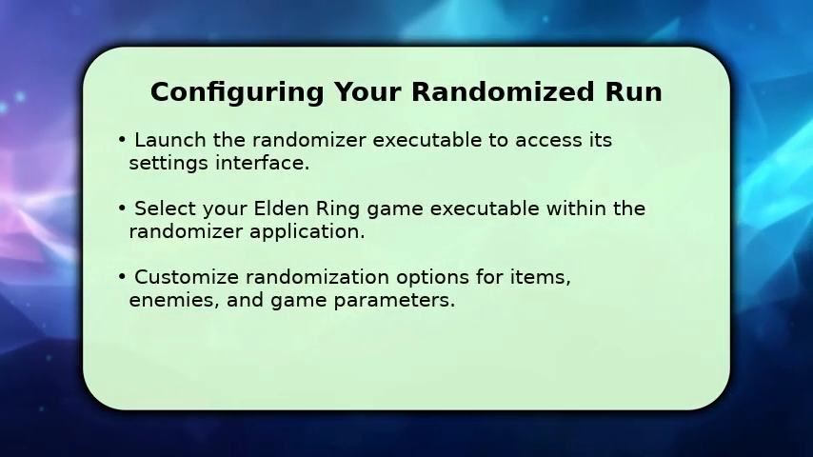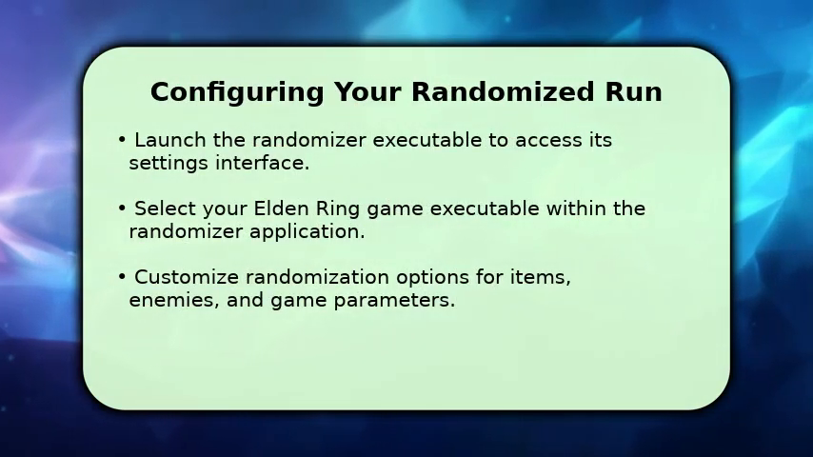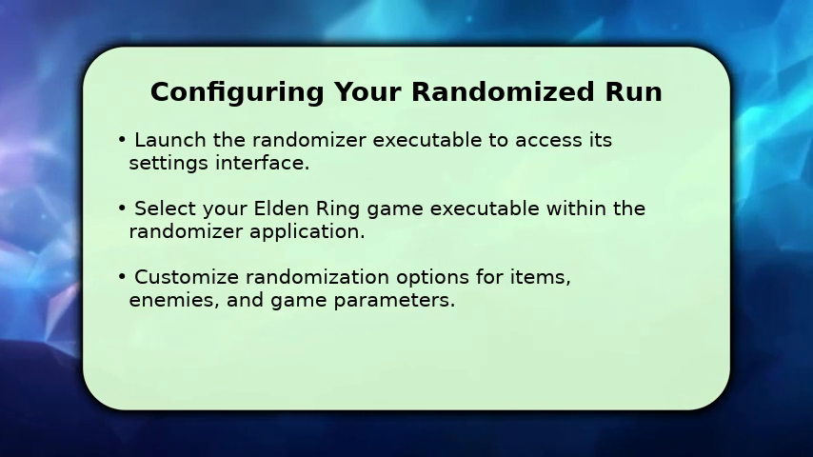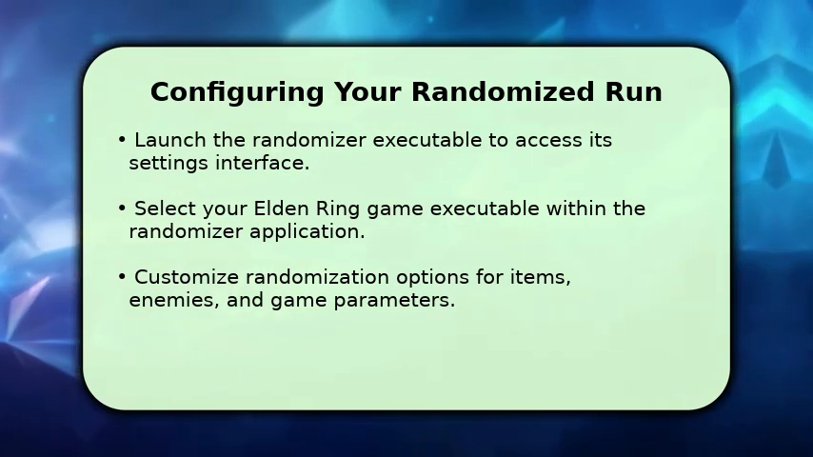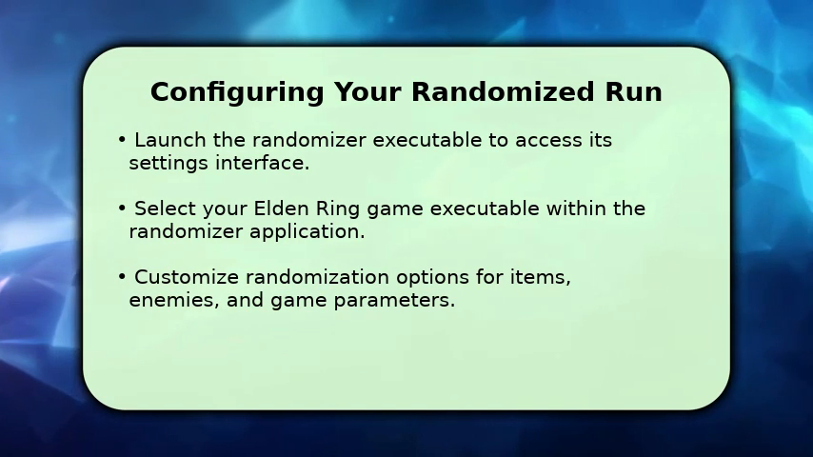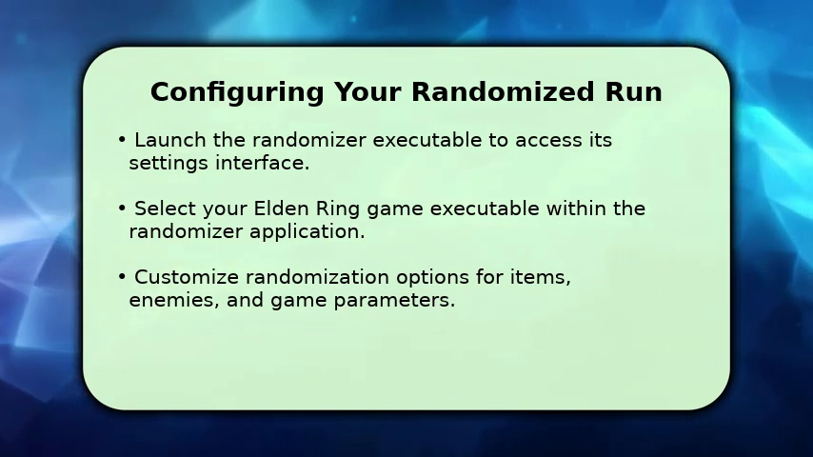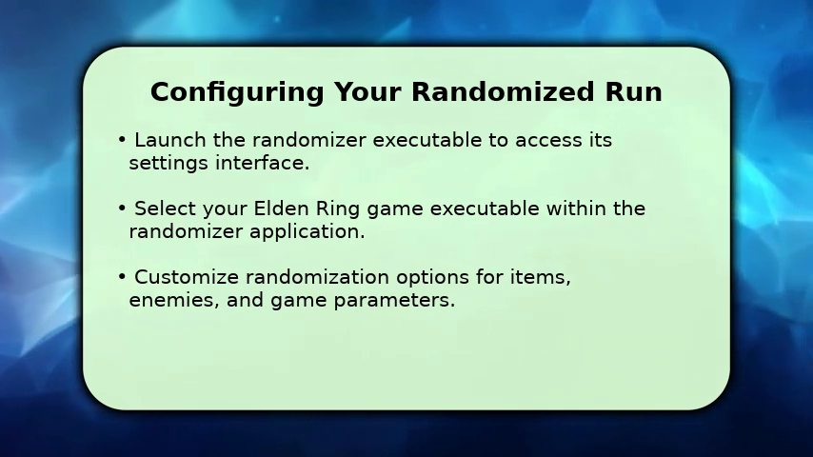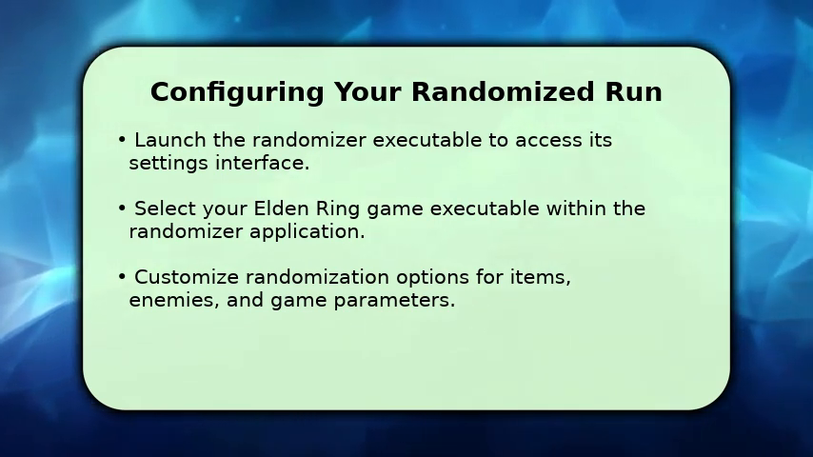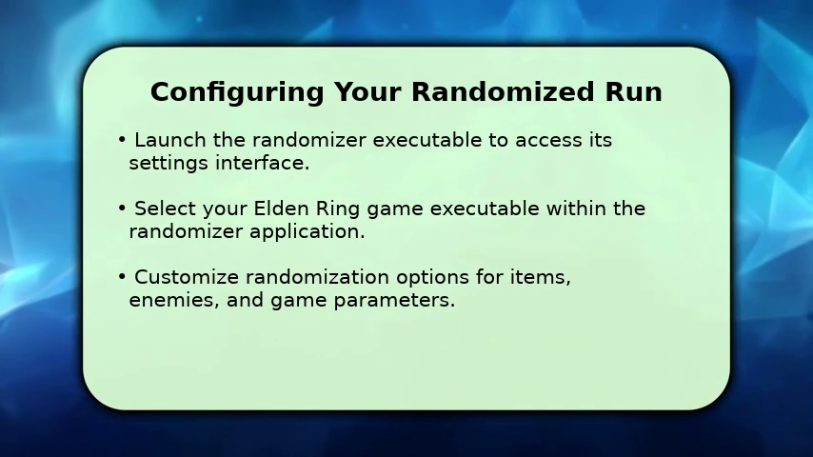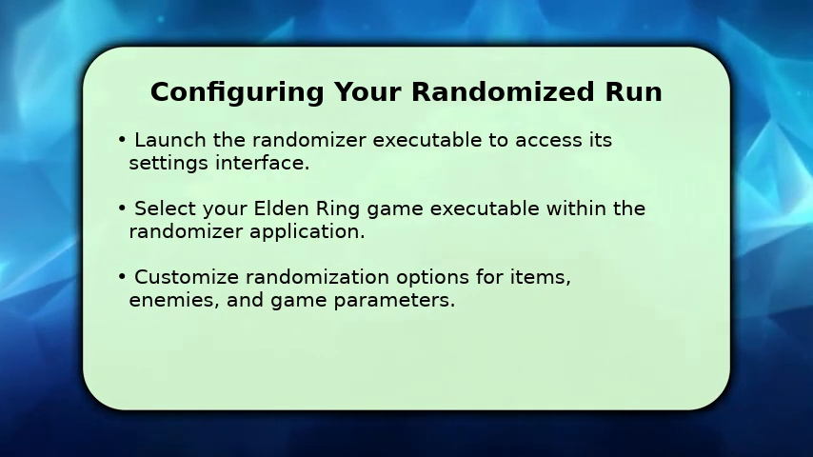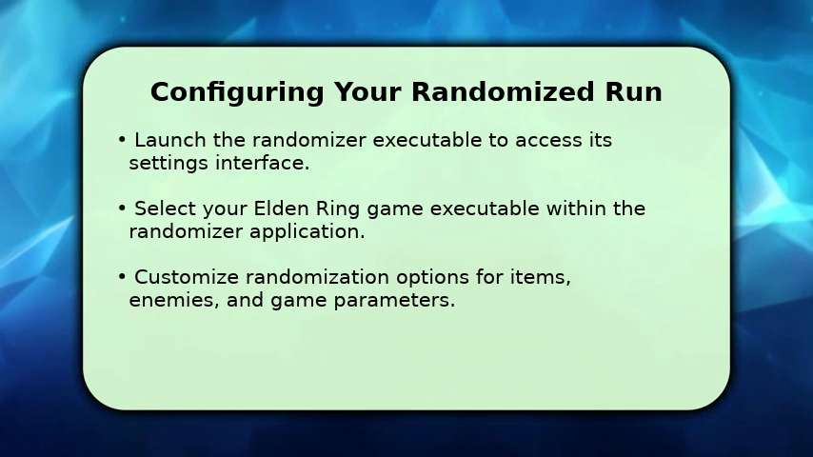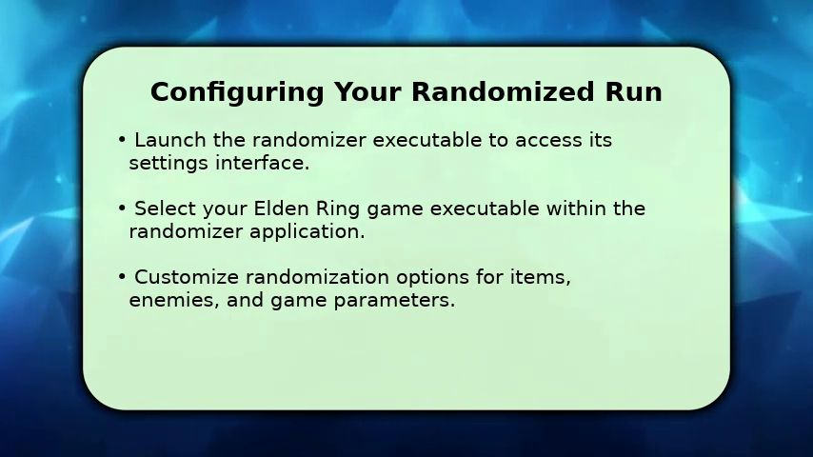With the core components in place, it is time to customize your experience. Open the randomizer application and point it to your Elden Ring game executable. Here, you can choose to randomize 2,886 enemy items and 4,039 map items, along with enemy placements and other game parameters. After selecting your desired settings, click the Randomize button to create your unique world.